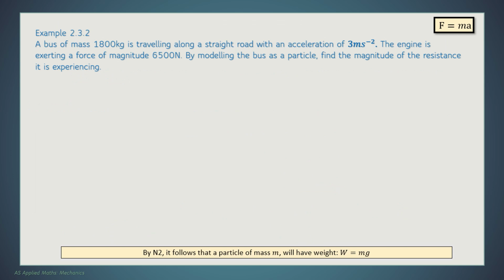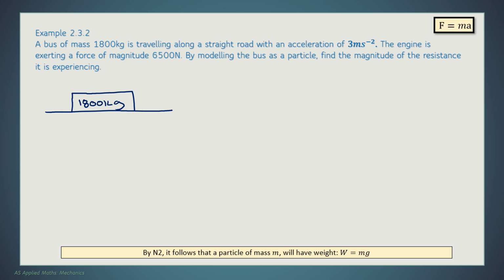So example 2.3.2. So we've got a bus of mass 1,800 kilograms travelling along a straight road, acceleration 3. Just take a moment to try and draw a force diagram. So just pause the video and get a force diagram drawn for this question. When you're drawing your bus, you don't have to be an artist. A rectangle will do. Don't waste time adding all details to it. I like to put the mass into the rectangle of the particle just because it keeps all the information from the question in my diagram, and I like to not have to go back to the question where possible.